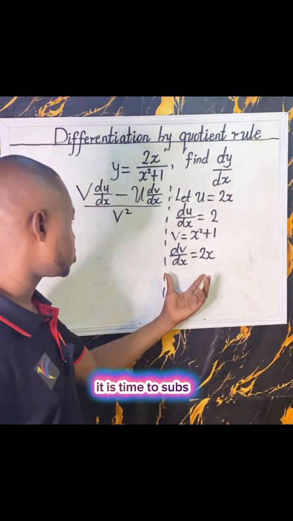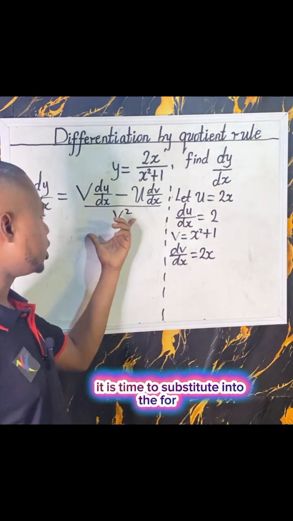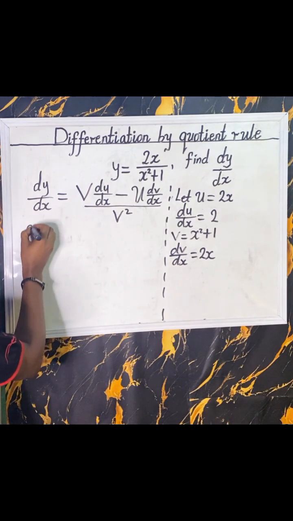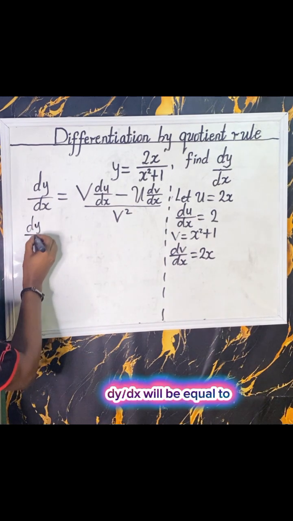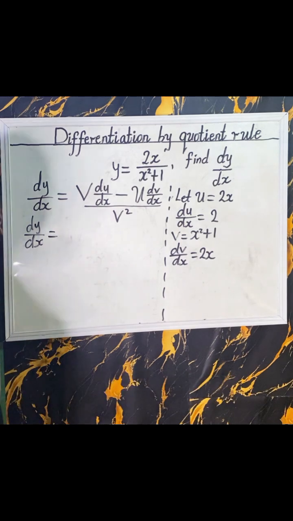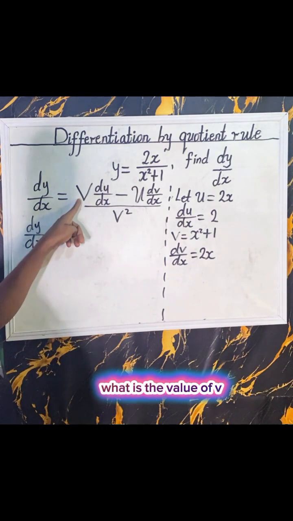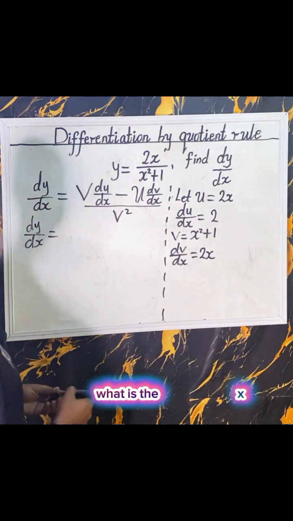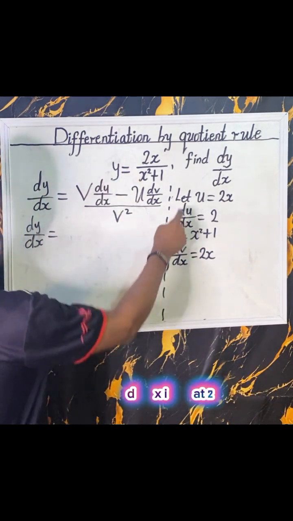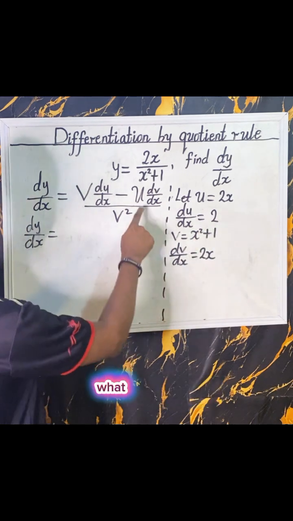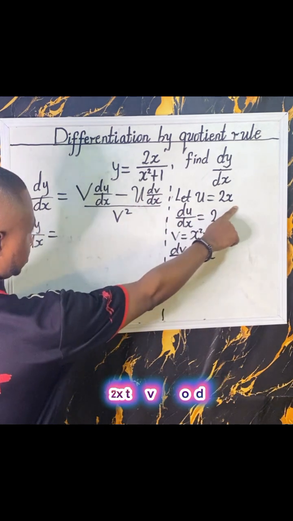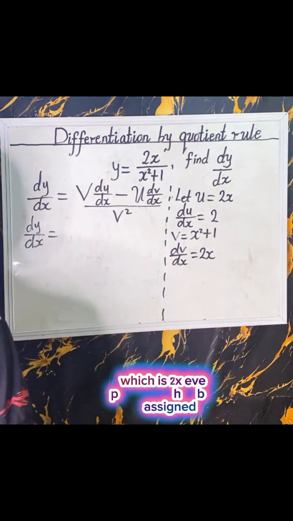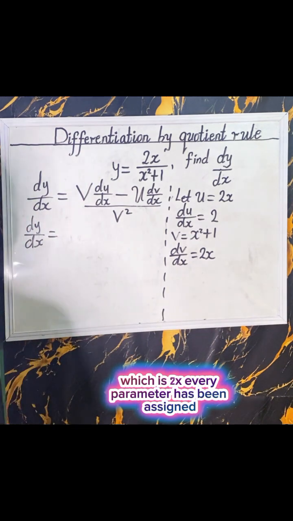Here you can agree with me that all parameters have been assigned to the right function. It is time to substitute into the formula. dy over dx will be equal to, what is the value of v? Of course, v is x squared plus 1. What is the value of du over dx? du over dx is 2. What is the value of u? u is 2x. The value of dv over dx is 2x. Every parameter has been assigned.